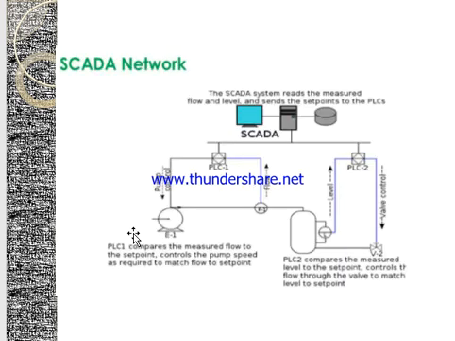Now let us consider what is a SCADA network. In the SCADA system, it will read the measured flow or level and then send the set points to the PLCs. The PLC will compare the measured flow to the set point and it will control the pump speed. This is a small example of a pneumatic system.